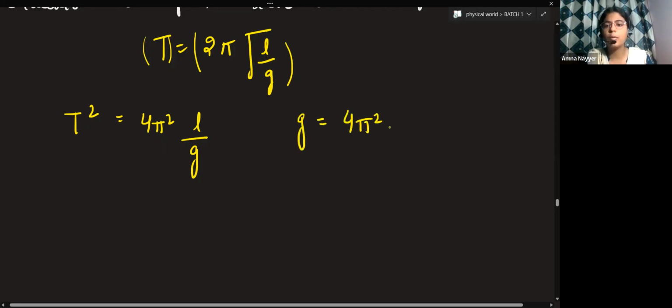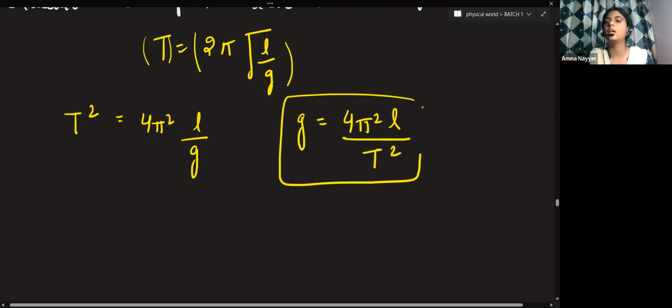4π²L/T². Now this is your formula. You can see exponents are involved, which means the exponential case you will be using. Now, what is L and what is T? Once you know L and T, then you can easily get the value of g.